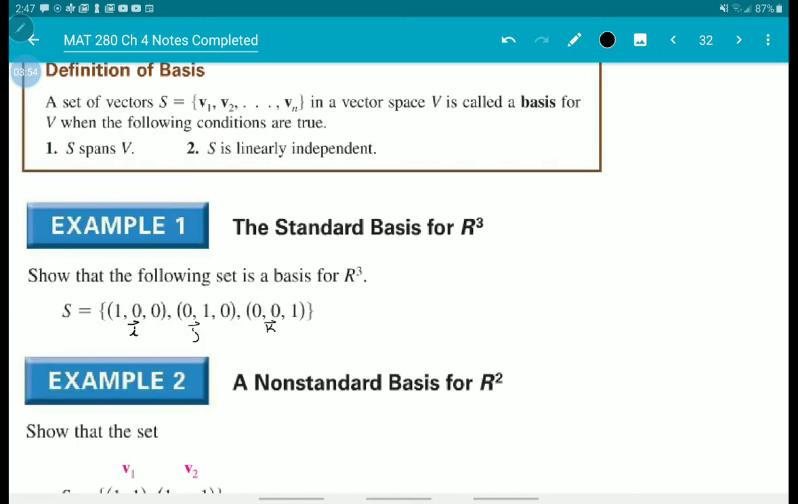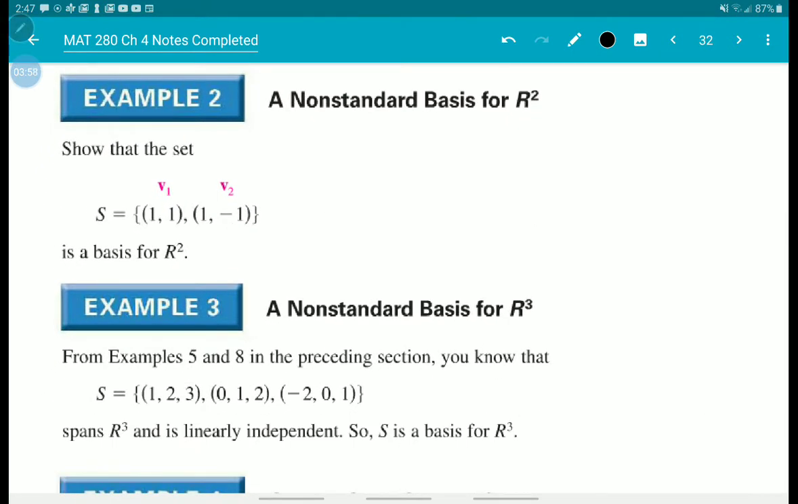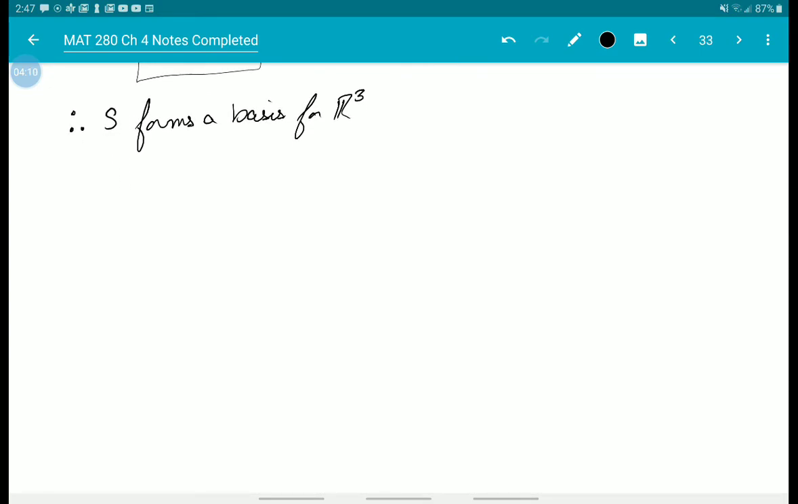Now let's look at the next example. In example 2, we have two vectors. We want to show this forms a basis for R2. This is not the standard basis for R2. The standard basis for R2 is i and j. So we have to show both of those again. We have to show spans and then independence. So let's look at spanning.